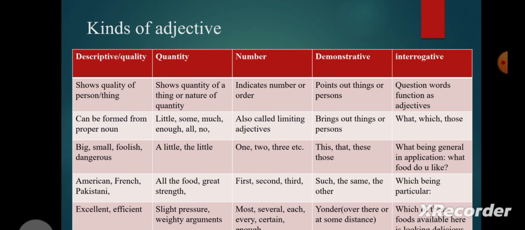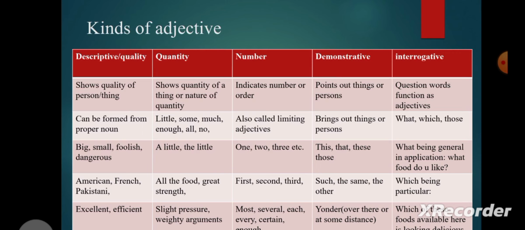Number two is adjectives of quantity. These adjectives show the quantity of a thing or nature of quantity. For example, little, some, much, enough, all, no, great, half, two-thirds, whole, and sufficient. It can also be used in the form of a little, the little, all the food, or the great strength.